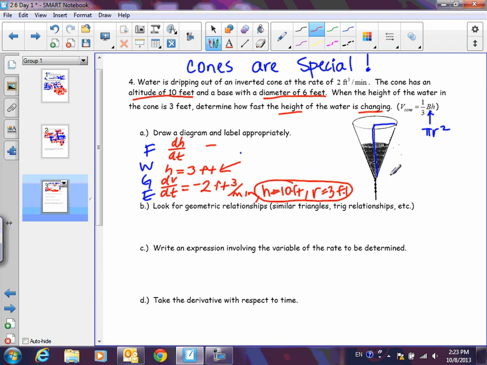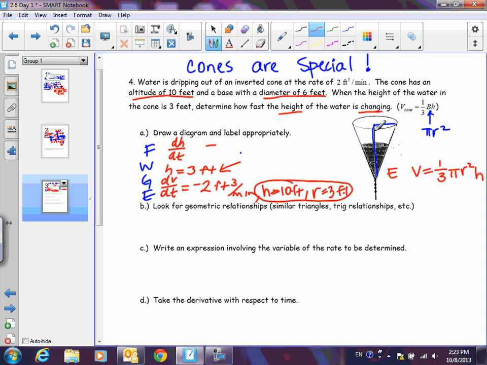All right, I didn't give enough space for the equation, but we've already said it, 1/3 pi r squared h. Is there any other equation? There's not. It's okay. It wasn't a trick question.